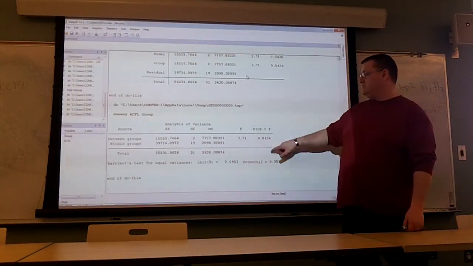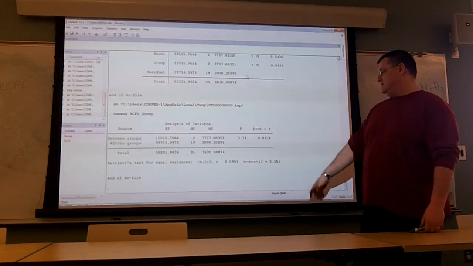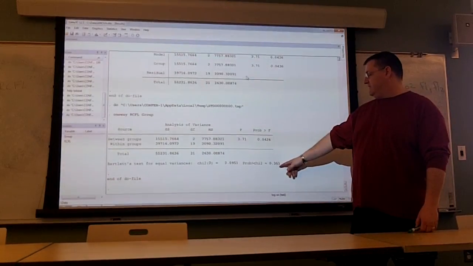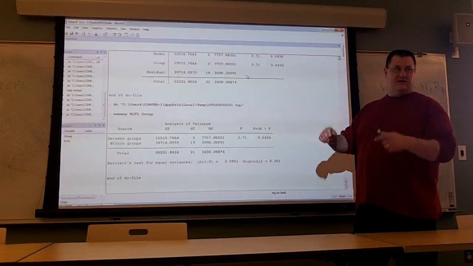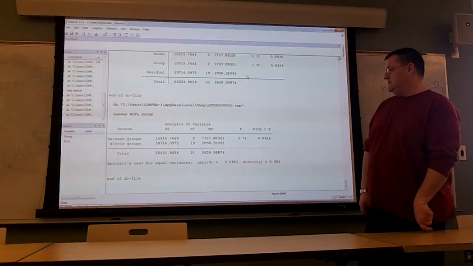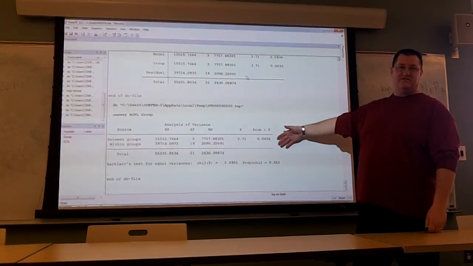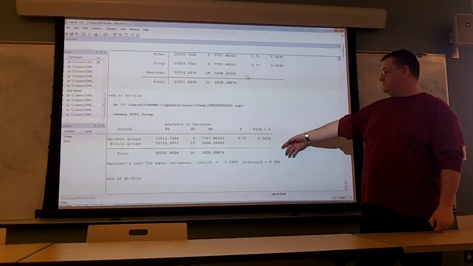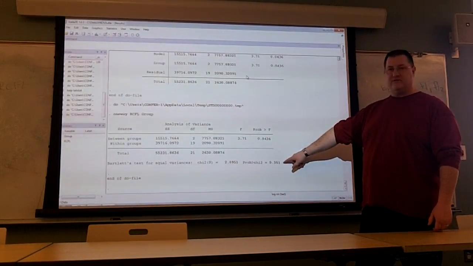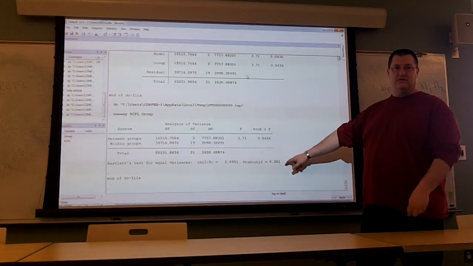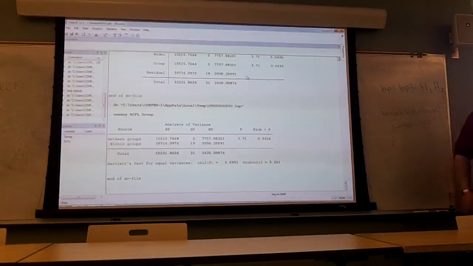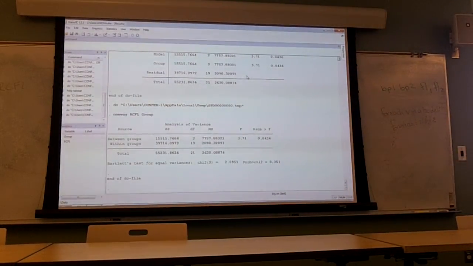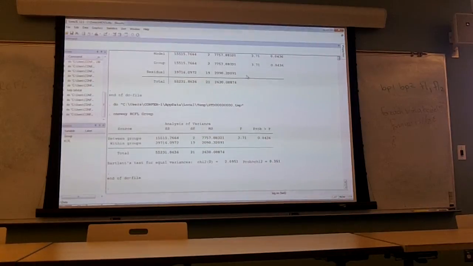Same p-value, not surprising. Oh yay, Bartlett's test for equal variances, not significant, yay. That's good. All right, this is essentially another way of doing this, right? For those of you who have to submit to journals who don't know anything and you have to test for equal variance, there you go.